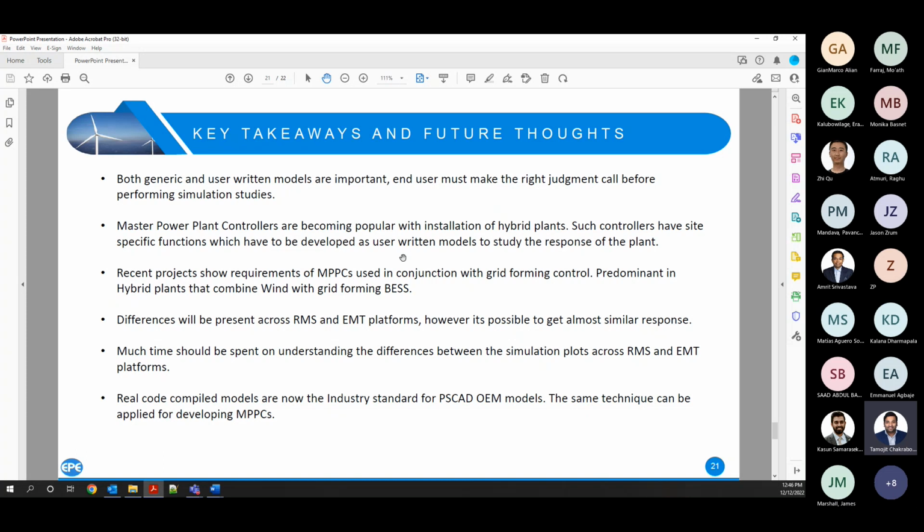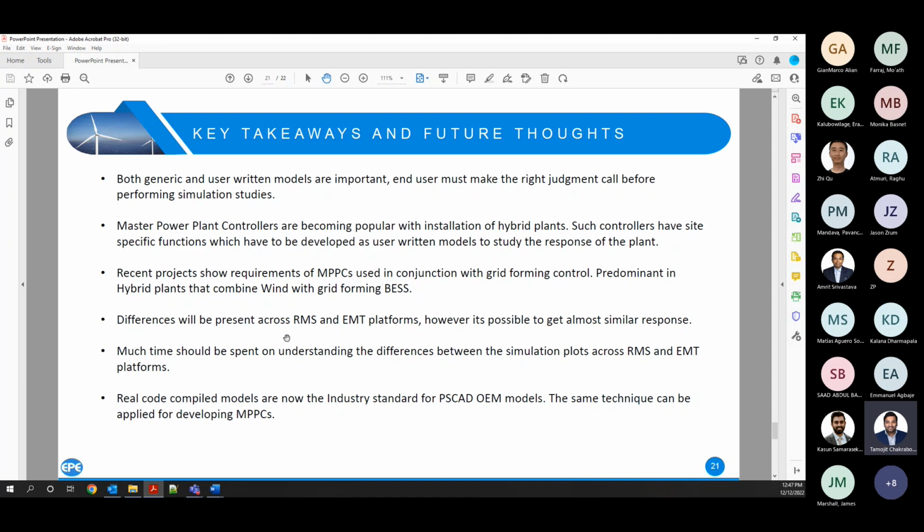We have also seen projects where a recent wind farm comes in conjunction with grid-forming BESS. So these are coming, and it's going to be a challenge. Unless and until we have the right models, we will not be able to study such projects.